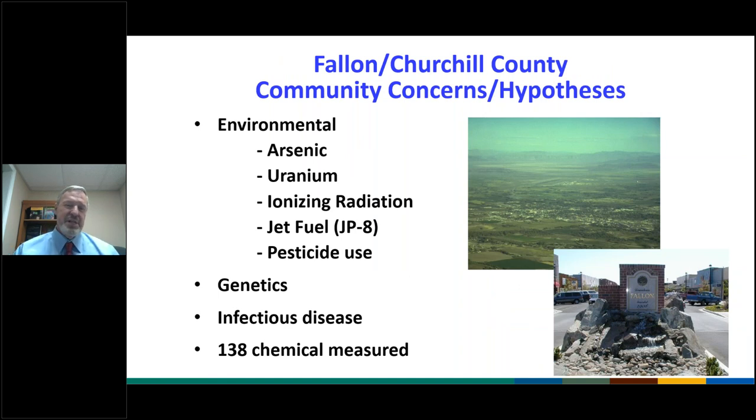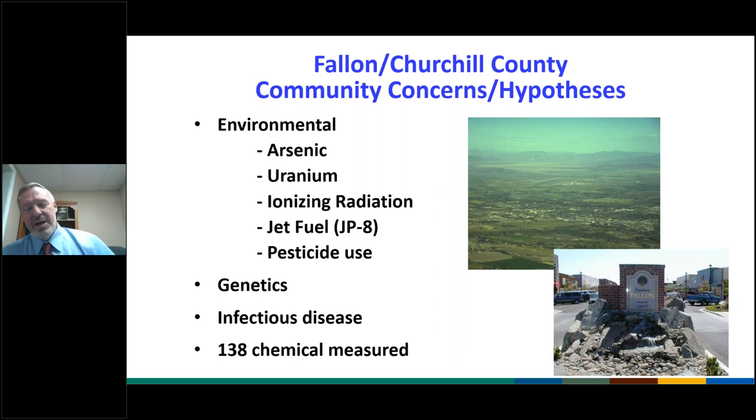Unfortunately, there were several theories. Arsenic was one of them, because the drinking water in that county was the highest level of arsenic in drinking water in the country. Uranium is a possibility. Ionizing radiation, because the military had a very large radio communications spot there. Anybody who's seen the Top Gun movie, they actually moved that Top Gun facility to this county. So there was a tremendous amount of jet fuel that was being used. And this is a huge agricultural community, and there was a phenomenal amount of pesticides that had been used over the years. There was a genetic possibility, an infectious disease possibility.